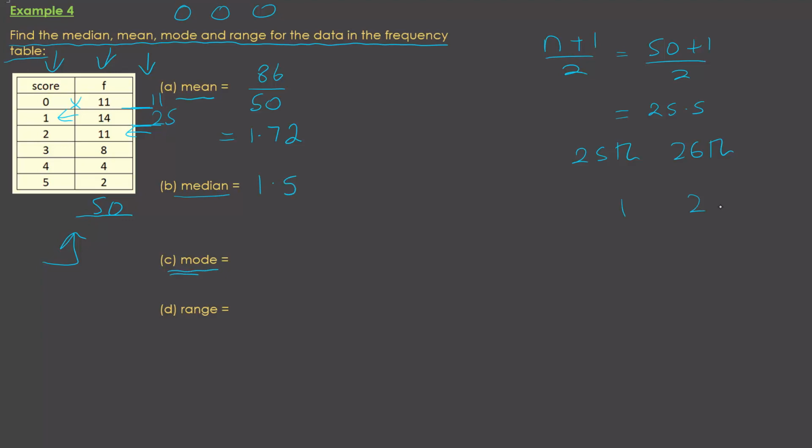The mode is the most commonly occurring piece of data, the one that has the highest frequency, so it's going to be a 1. Remember, the 14 is just the frequency, how many pieces of data we have. The actual data value is a 1. The range is the maximum value, which in this case is 5, take away the minimum value, which is 0. So the range here is 5.